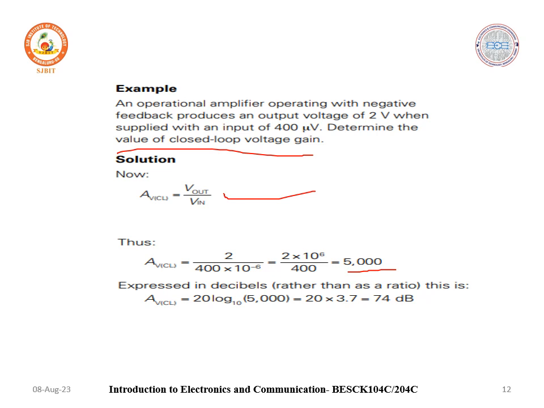Now we are going to express the voltage gain in decibels, rather than as a ratio, so we have to use the formula: 20 log base 10 of V out by V in. So 20 log base 10 of 5000, we are going to get 74 decibels of closed loop voltage gain.